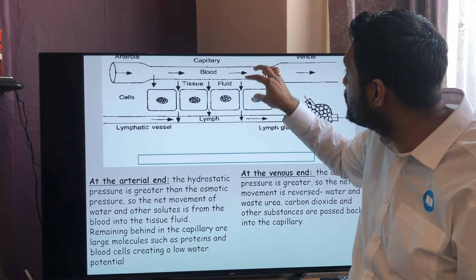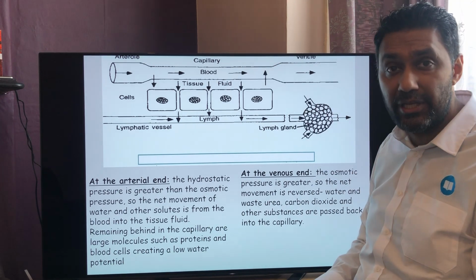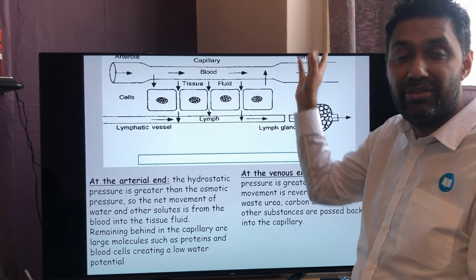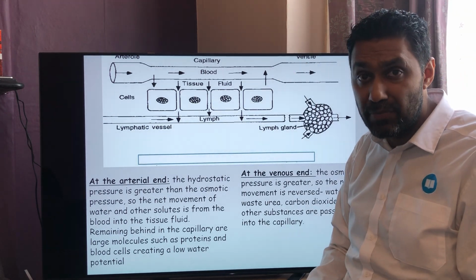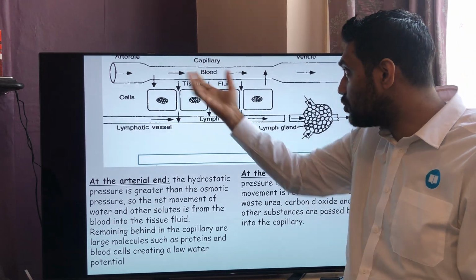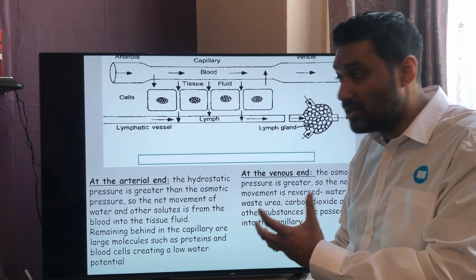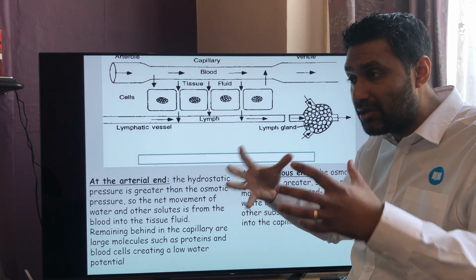So water will move back into the capillary, end up in the venule, and then back into the veins, and then back into the circulatory system. So making sure that the liquid bit goes back into the circulatory system, or else you just get liquid building up.